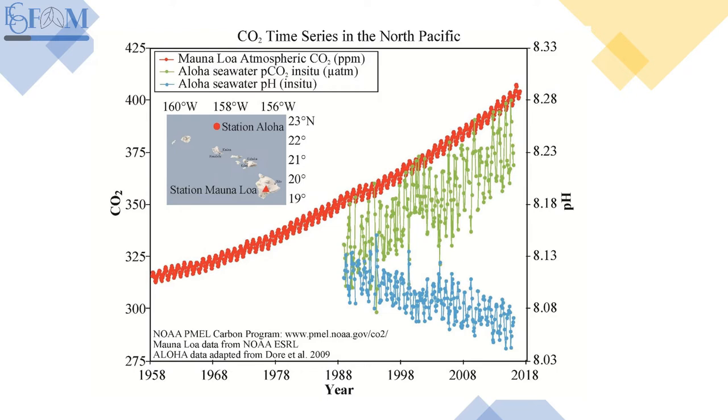Over a period of time in the North Pacific Ocean, this time series from 1958 to 2018 shows the increased carbon dioxide concentration. The carbon dioxide concentration in the atmosphere is right now around 400 parts per million. So there is also an increase in the concentration of carbon dioxide in water, and certainly a decrease in the pH. This was an experiment carried out in the North Pacific Ocean.